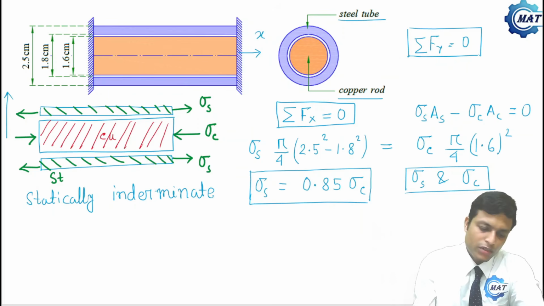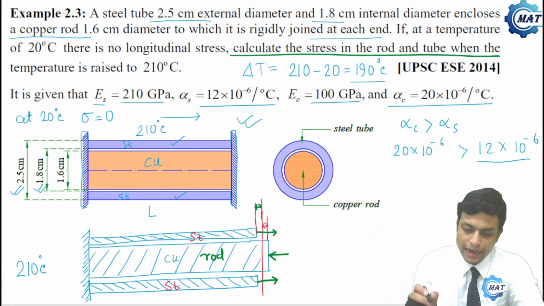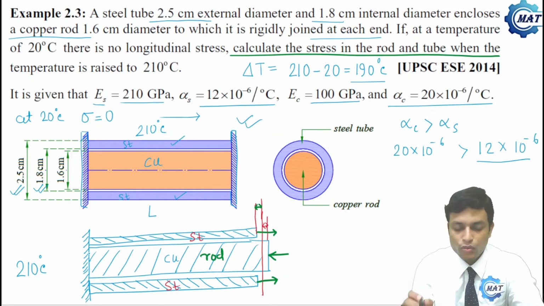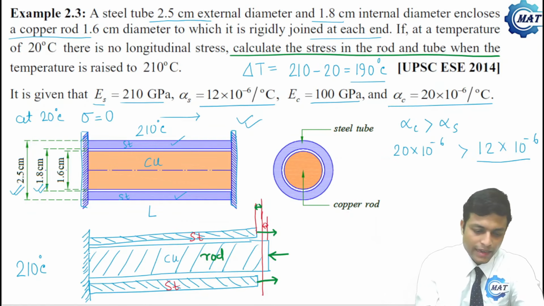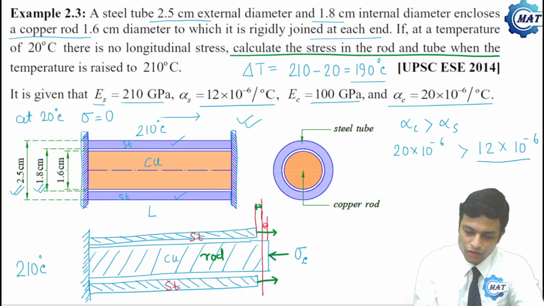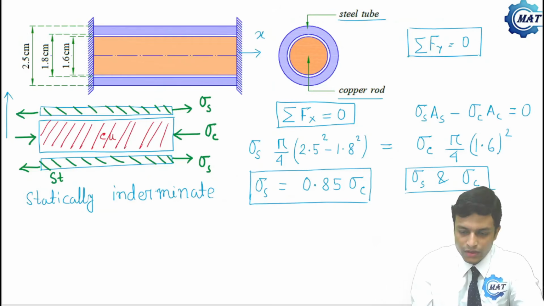What is that boundary condition? We have discussed earlier that, as they are connected rigidly at both ends, their length will be the same. So what will be their length at elevated temperature if they are connected by rigid supports? The rigid supports are providing a compressive force to the copper rod, and a tensile force to the steel tube. So their length at elevated temperature will be the same.